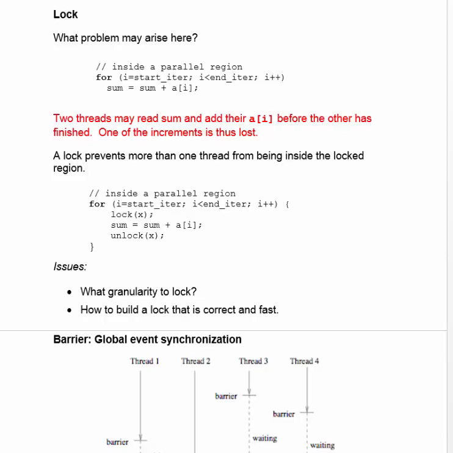And also, we need to consider, and we'll do that when we get to Chapter 9 of the text, how to build a lock that's correct, that doesn't allow two processes inside the critical section in unusual circumstances, and that's also fast, that can check quickly whether or not it can allow a process in, and not do that requiring a lot of cache misses. So those are issues with regards to locks.